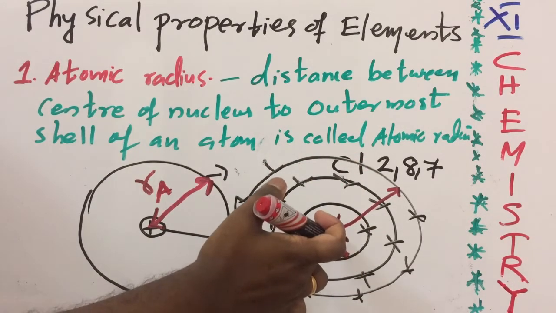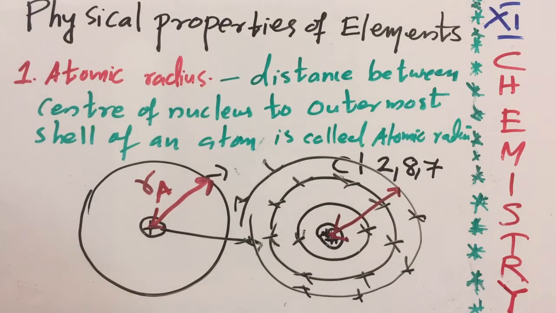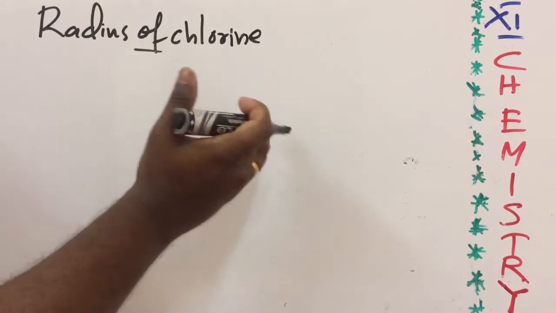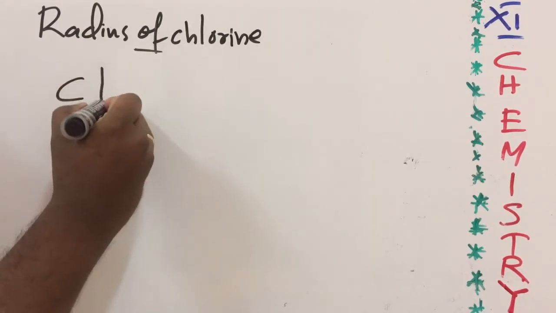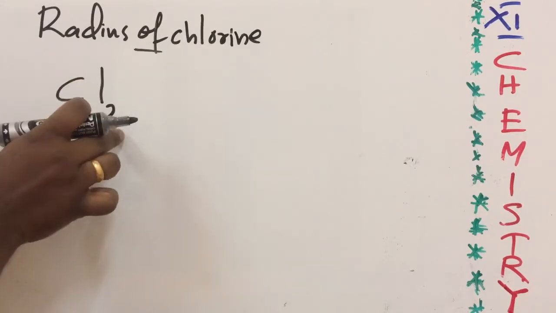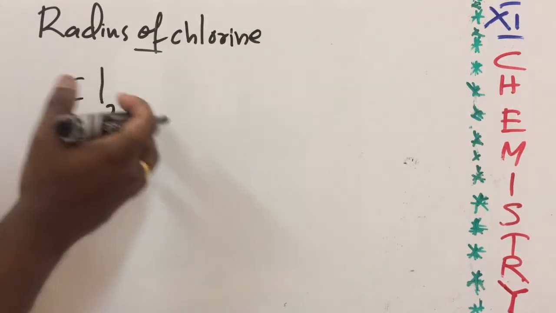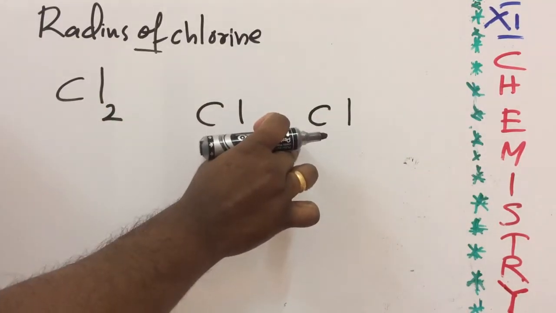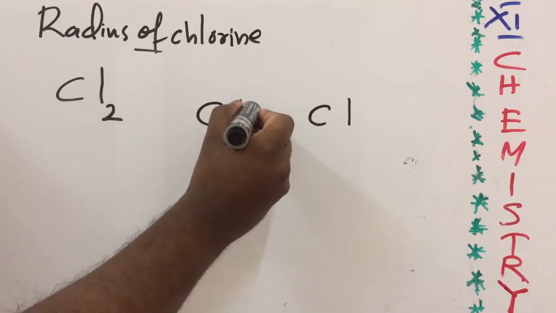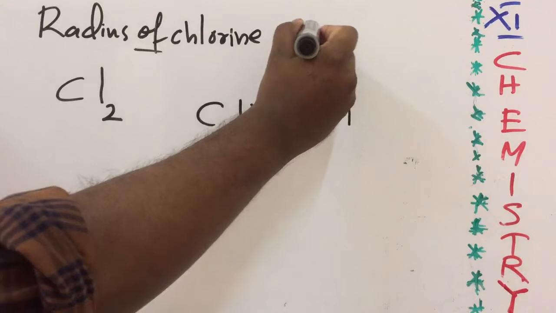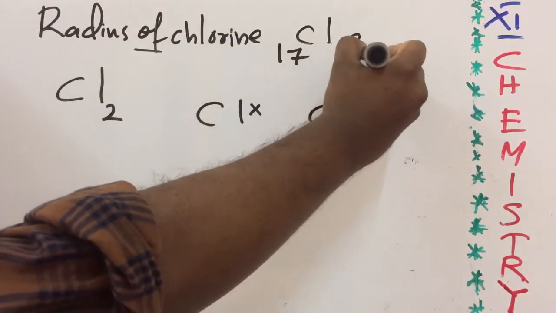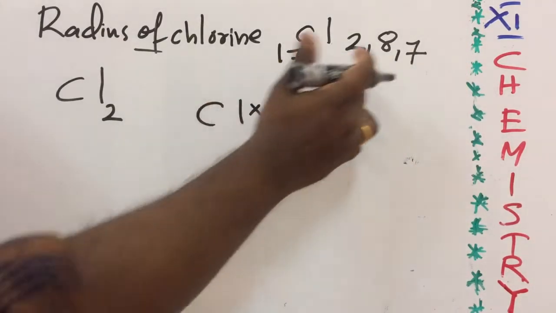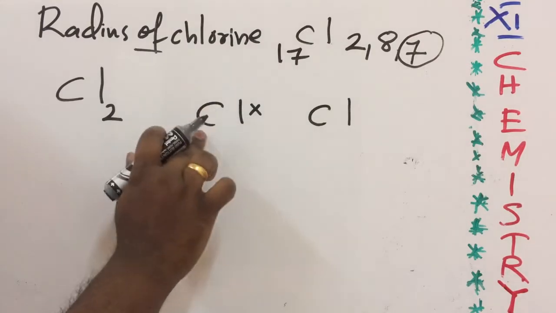Let's see how to find the radius of chlorine by using an indirect method. Chlorine generally exists in nature in the form of the molecule Cl2. How is it formed? Two chlorine atoms share electrons and form Cl2. How many valence electrons does chlorine have? Chlorine is atomic number 17, so the electronic configuration is 2, 8, 7. So a total of 7 valence electrons around chlorine.